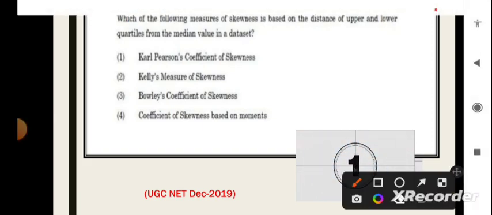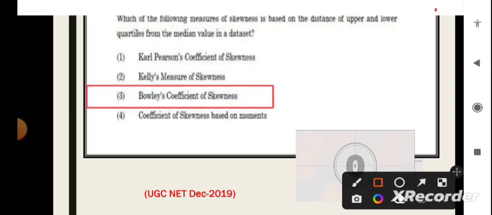Now let's solve some questions to recall what we have learned today. After reading the question, I will wait for some seconds so that you can also guess the answer. The first question is, which of the following measures of skewness is based on the distance of upper and lower quartiles from the median value in a data set? So here our correct option will be option third, which is Bowley's coefficient of skewness.